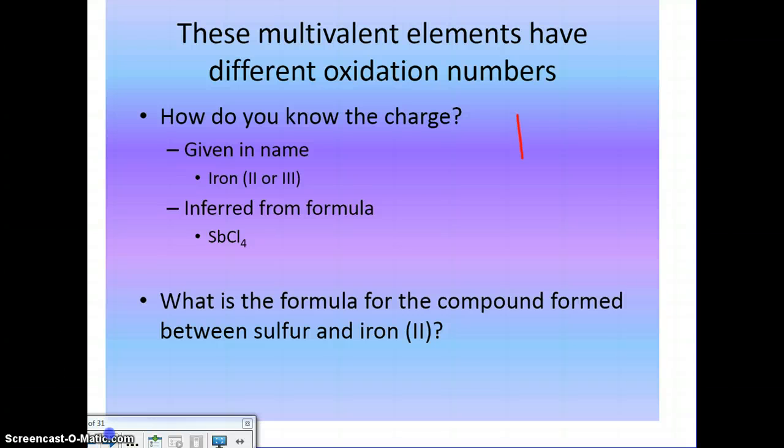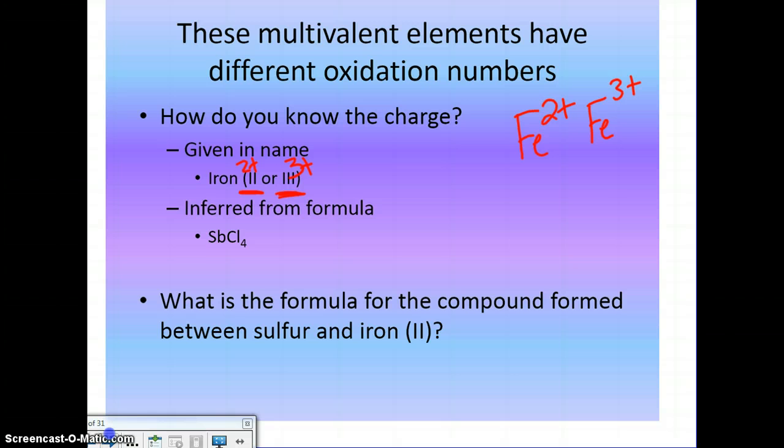So like iron. Iron can be 2+, or he can be 3+. He can lose different amounts of electrons, depending. Okay, so how do you know what his charge is? Well, there's one of two ways. Either it's going to be given in the name, in which case you have a Roman numeral that indicates the charge. So if you see a 2, that tells you you're dealing with a 2+ iron. If you see a 3, that tells you you're dealing with a 3+ iron. Or you have to back infer it from the formula.